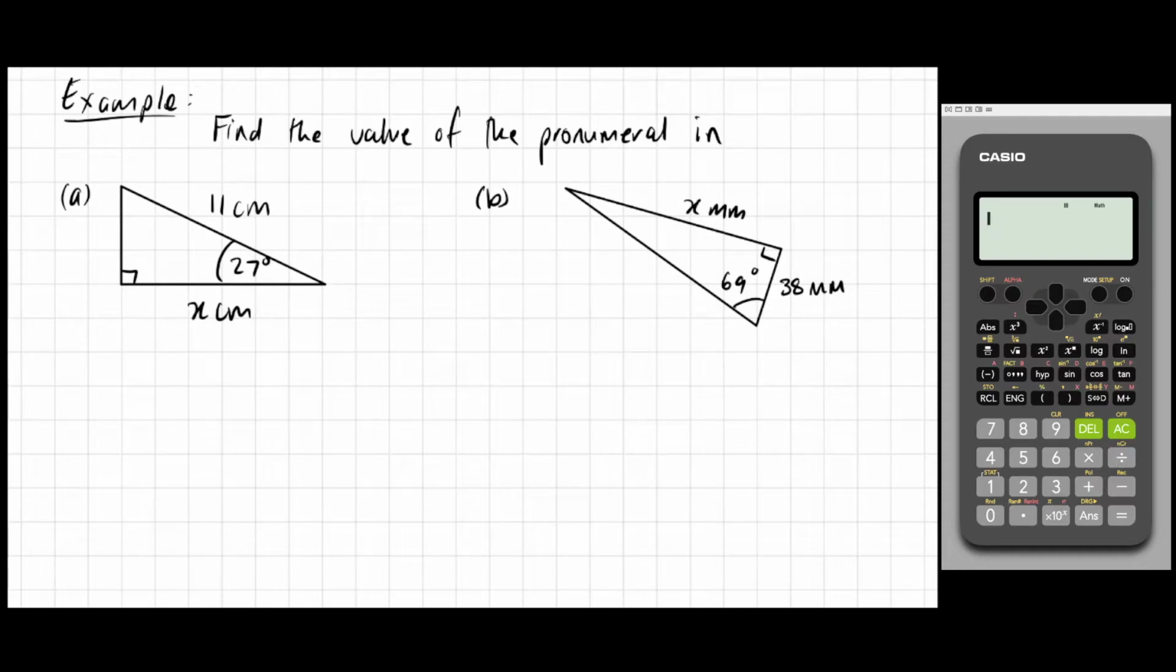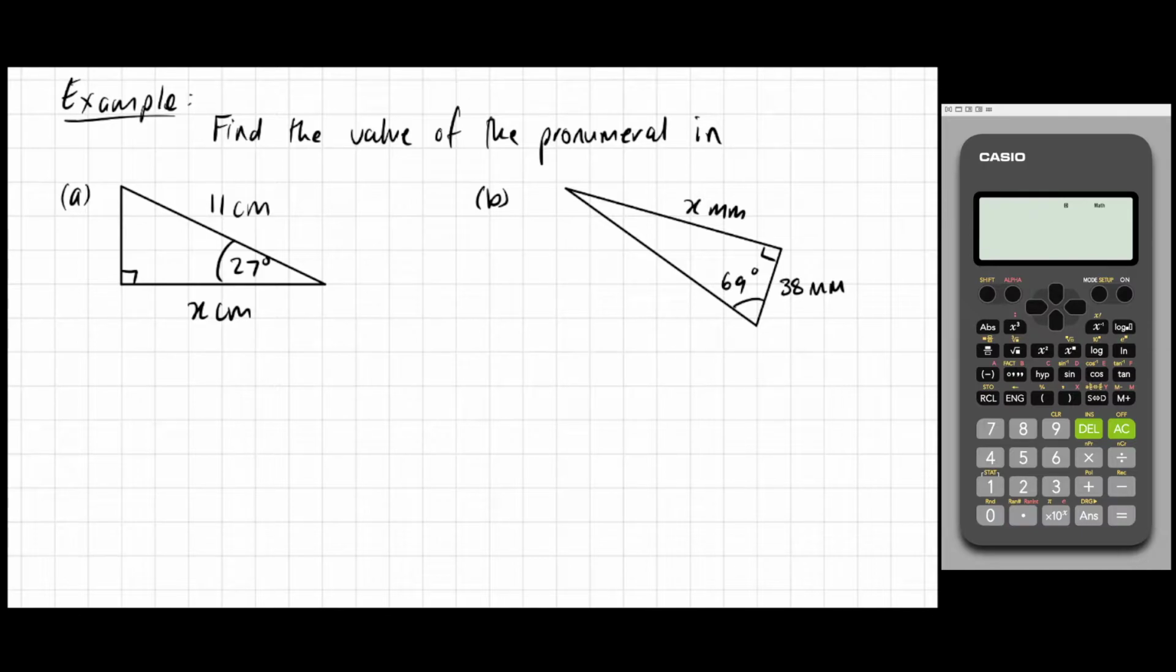So if we have missing pronumerals in a right angle triangle, like the ones that I've got shown here, we can use the trigonometric ratios to actually find what these values are, okay? Because these trigonometric ratios have to hold.